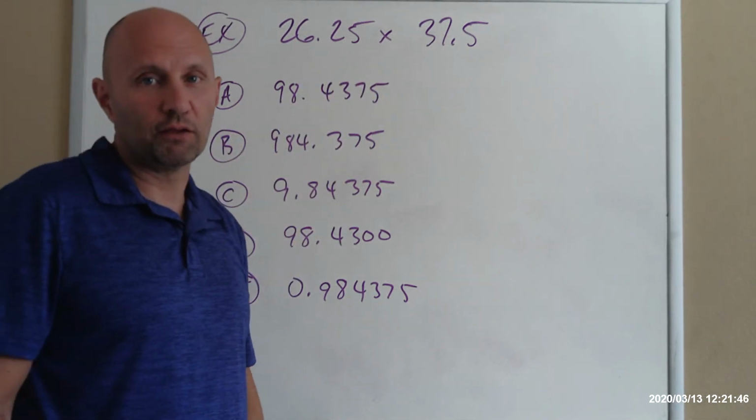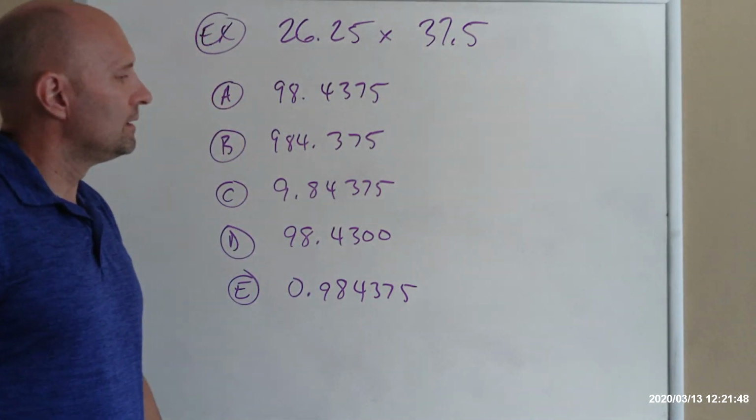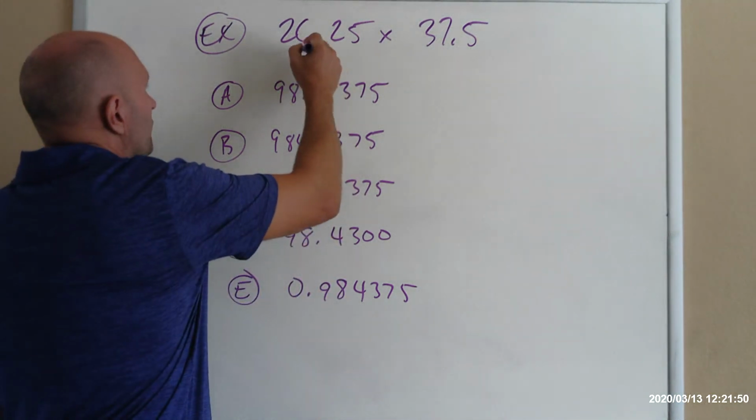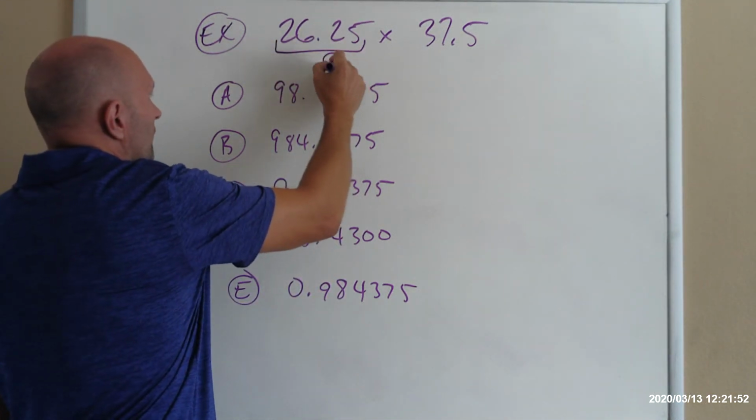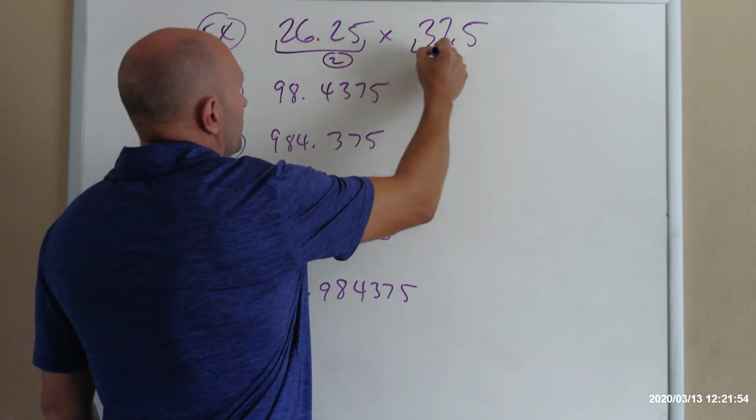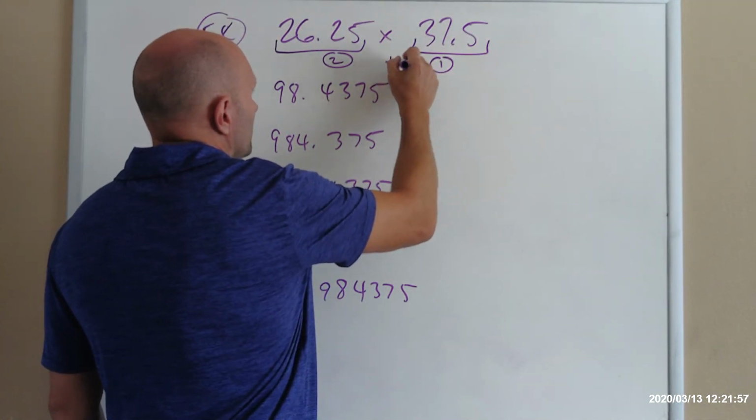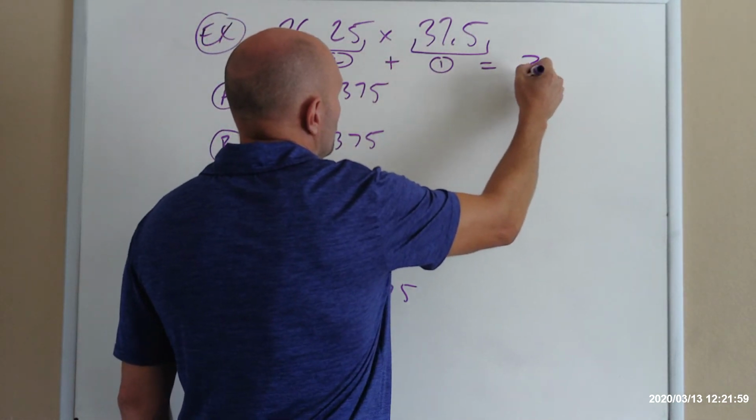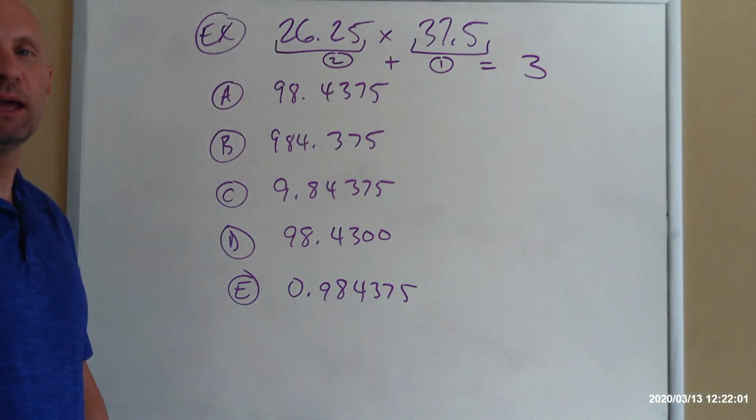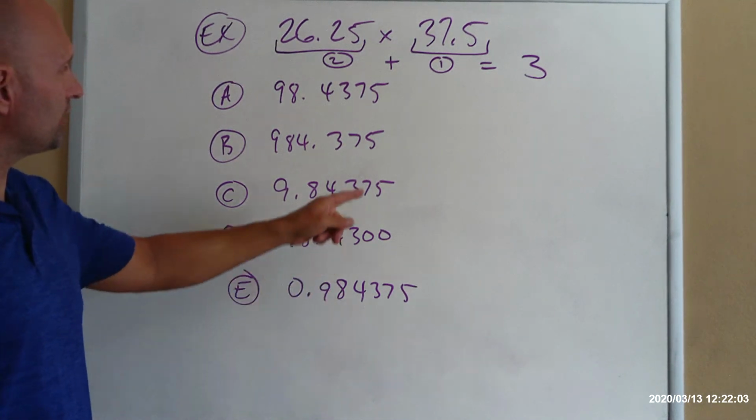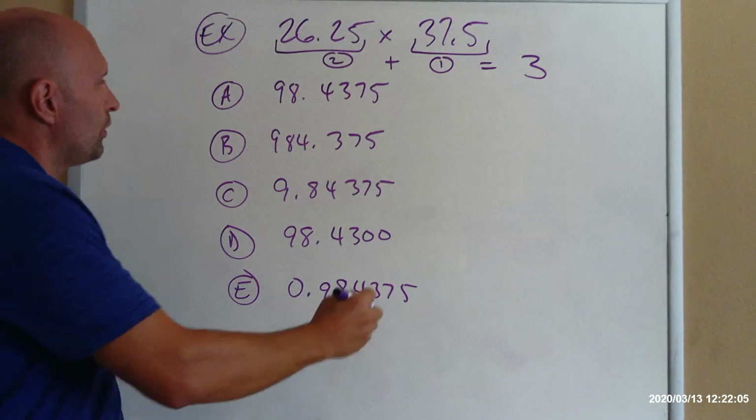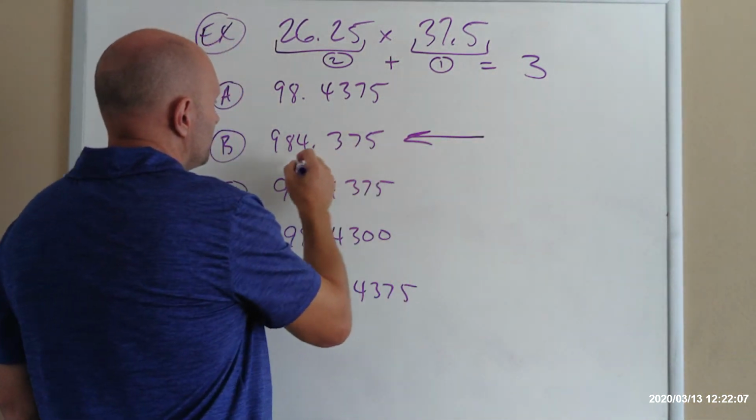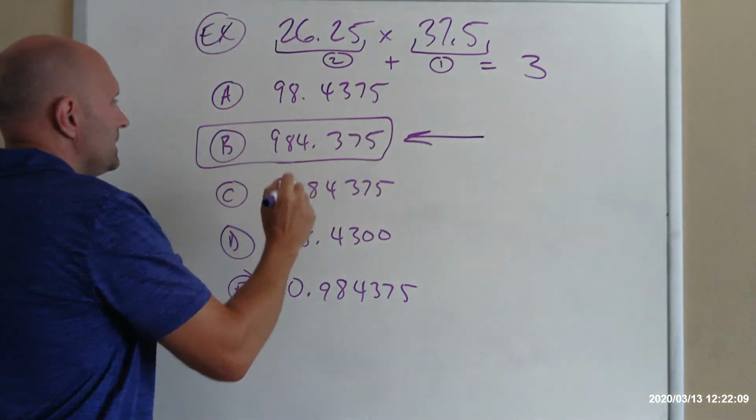984375 as your digits. But our answer has to have what? Well, this one has 2 decimals in it. This number has 1 decimal in it. So 1 plus 2 is 3. Meaning our answer has to have what? 3 decimal places. Well, the only one that does is this one right here, B.